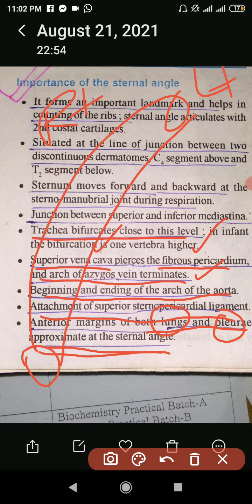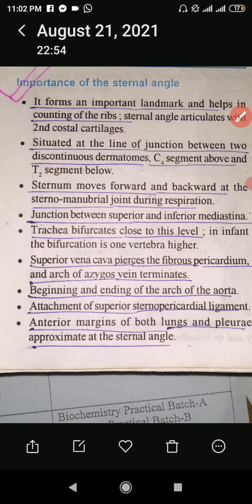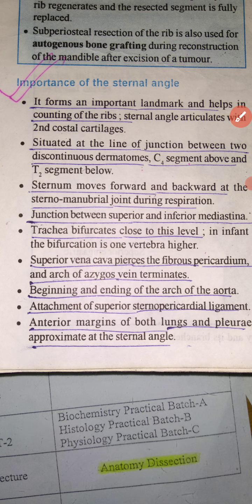So these are the 10 importances of the sternal angle, and this picture is taken from the Datta book. You have to know all the points of the sternal angle. This is a very common question asked in the viva. What do you mean by sternal angle? What is the measurement? It is about 163 degrees. And what are the clinical importances? What are the 10 importances of the sternal angle? So that's all about the manubrium sterni, or upper end of the sternum.